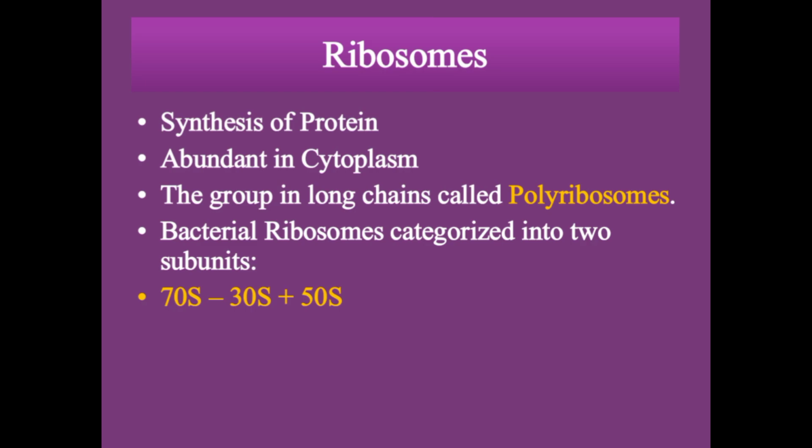Next one is ribosomes. They are involved in the synthesis of protein. The number varies with the rate of protein synthesis. They are abundant in the cytoplasm, often grouped in long chains called polyribosomes. Bacterial ribosomes are categorized into two subunits. Bacterial ribosomes have a sedimentation rate of 70S. Their subunits have rates of 30S and 50S.